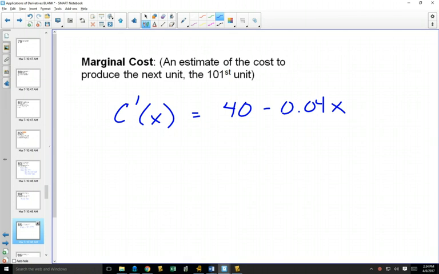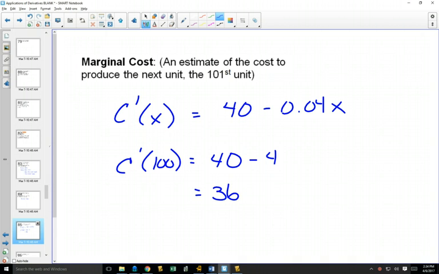That makes more sense. So now if we plug in 100 here, this becomes 40 minus 0.04 times 100, which will be 4.